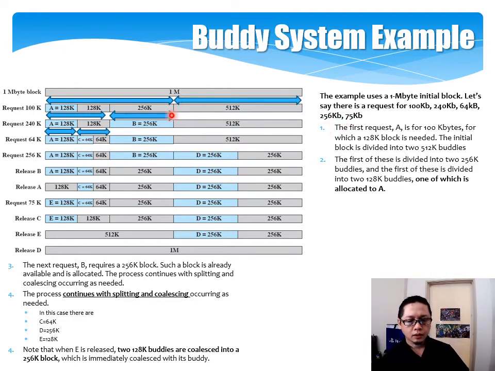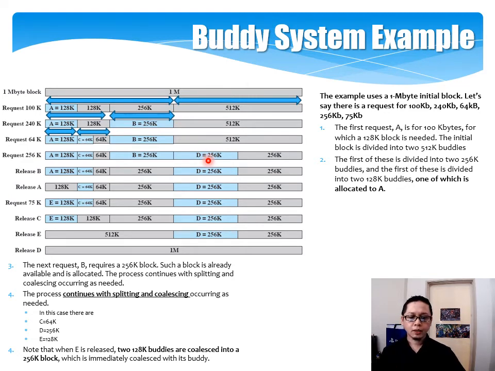So currently this one is still free. This one is also still free. Because you cannot put it here, this memory block can be further divided into two. Hence you will get 256K and 256K. So after this one is created, you can put this request into this block.